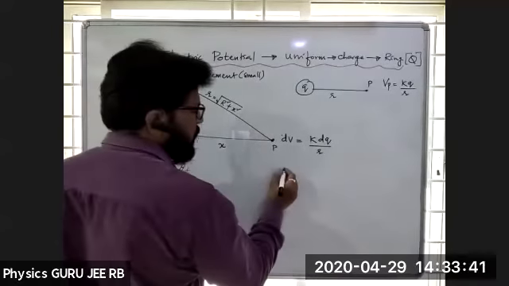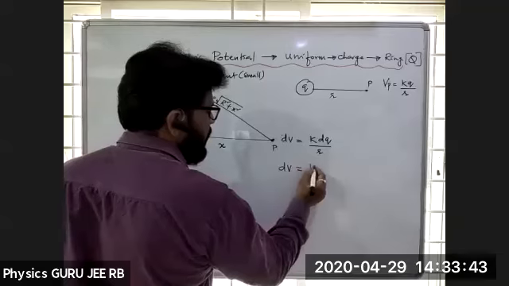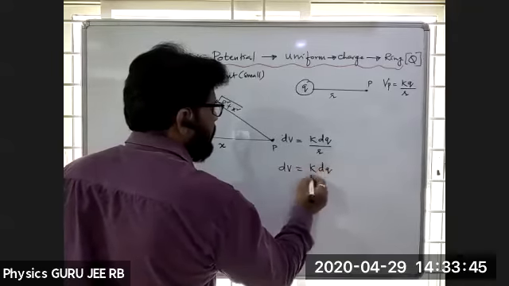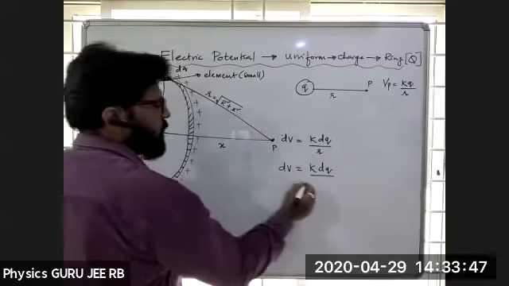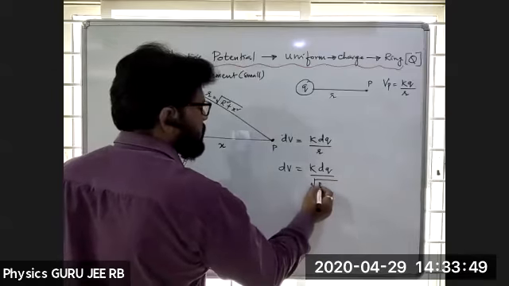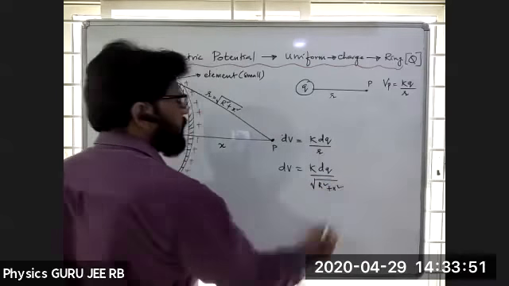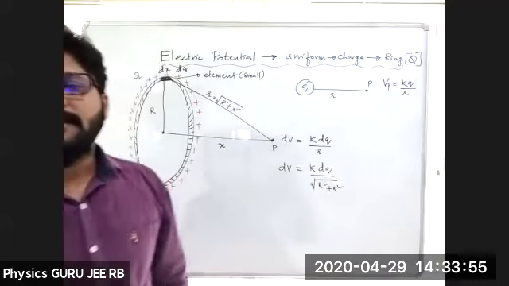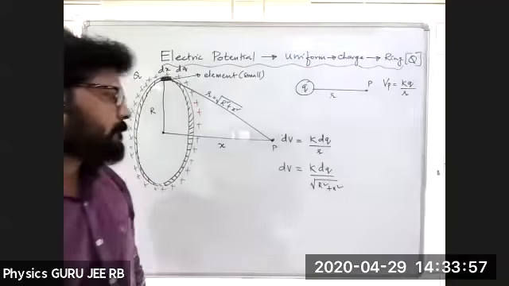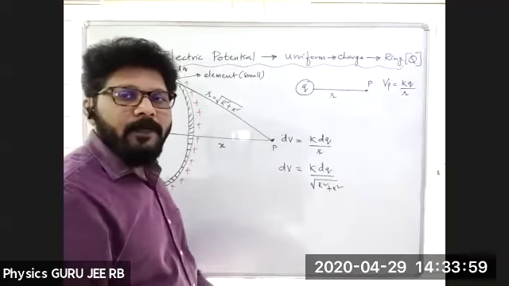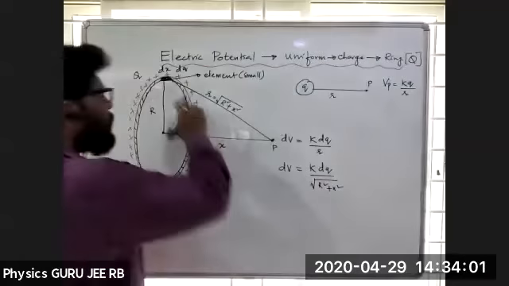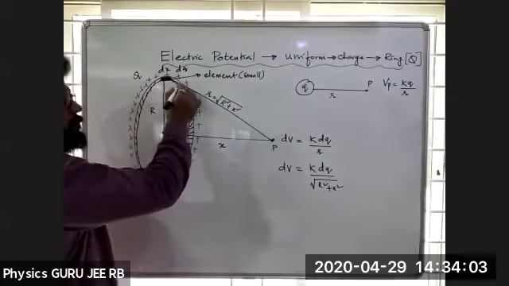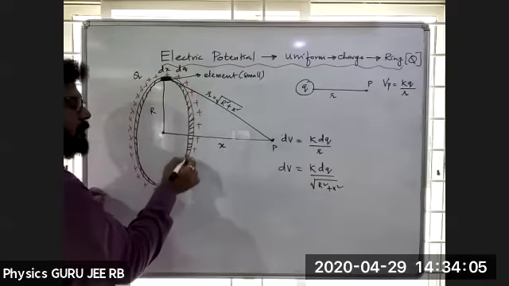We can substitute here. Now dV is equal to k into dQ divided by r. r can be written as under root of r square plus x square. Am I right? k into dQ by under root of r square plus x square. Yes, all of you. Now we can do integration.